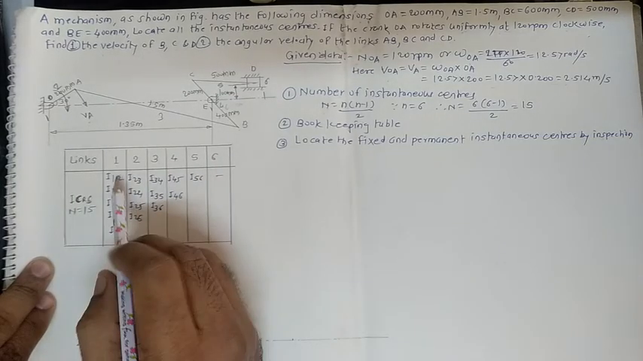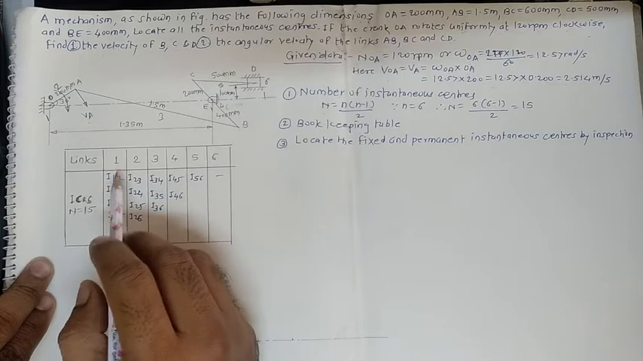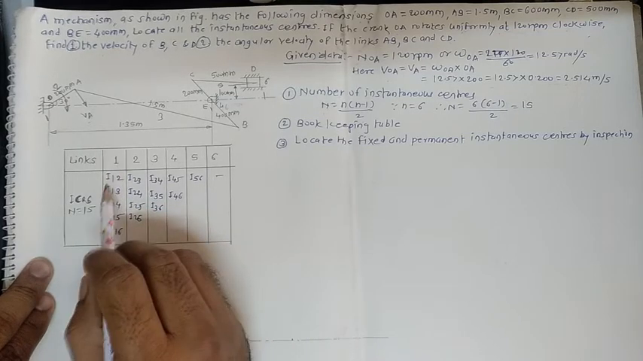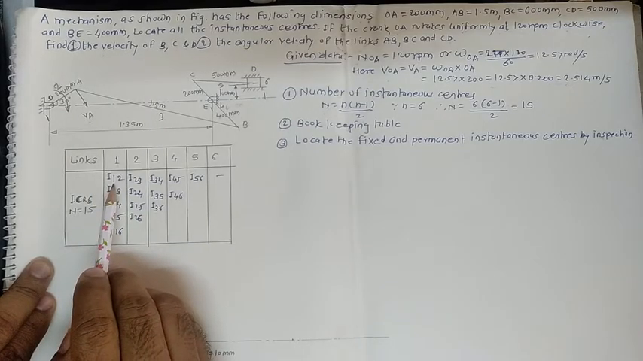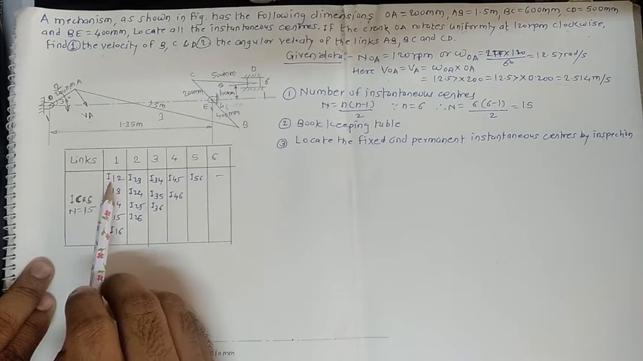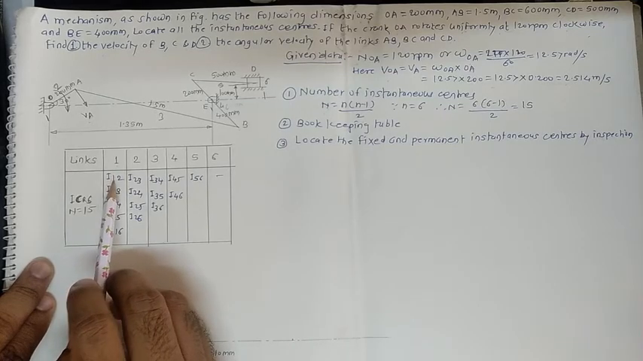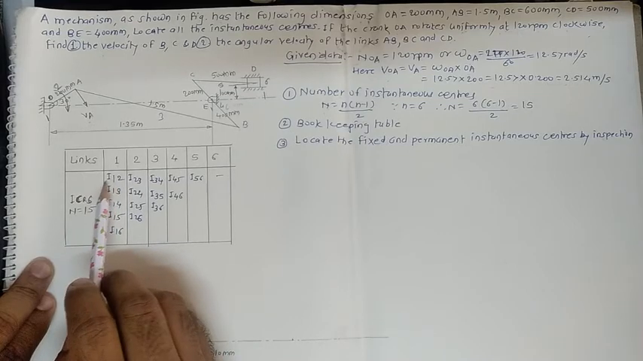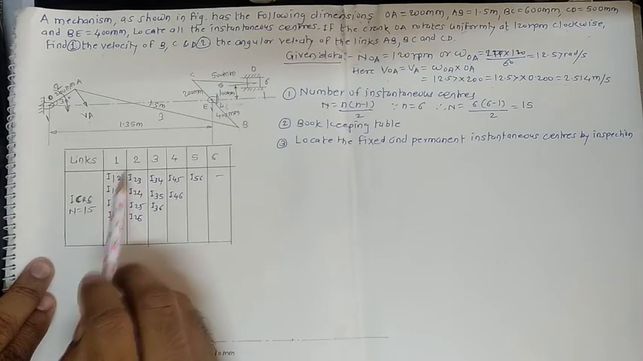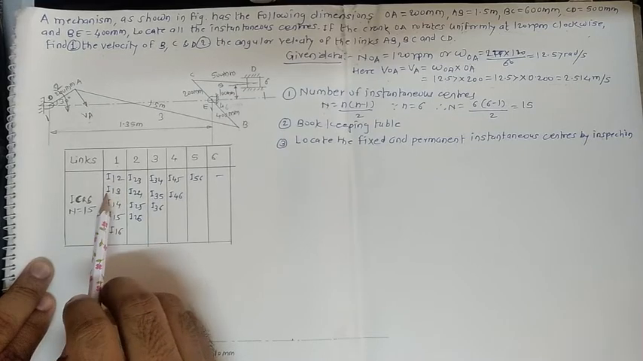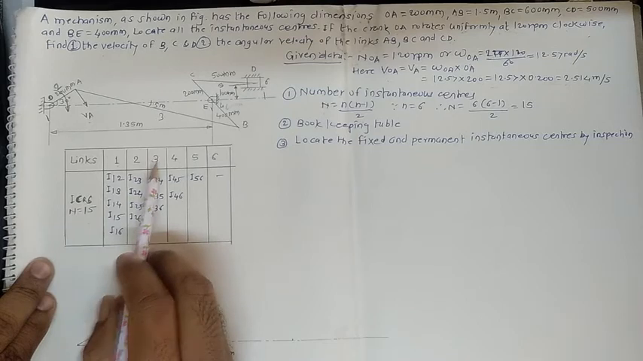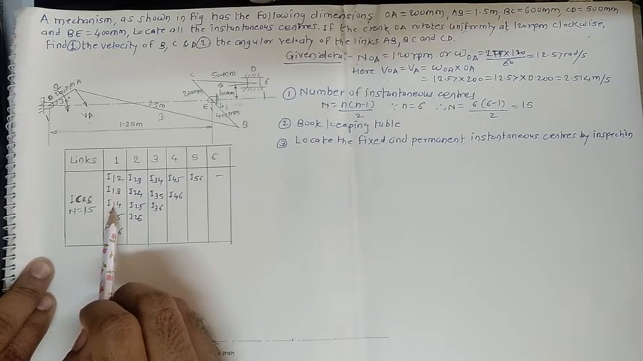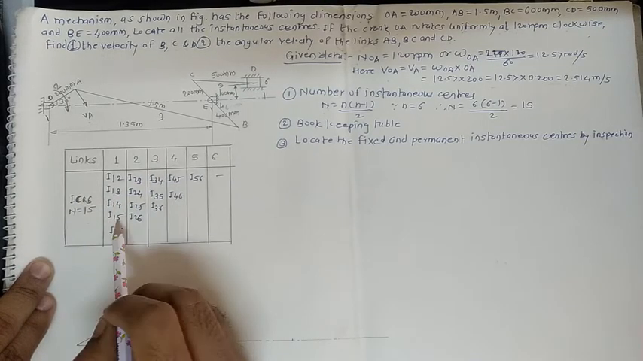Once this table is prepared, with respect to link number 1, the number 1 should be given here, because we are doing the analysis for the instant centers with respect to link number 1. That's why the suffix is given as 1. So I1, next number with us is 2, so I12, then I1 is written as it is, then next number with us is 3, so I13, next one I14, then I15, then I16, in this way.